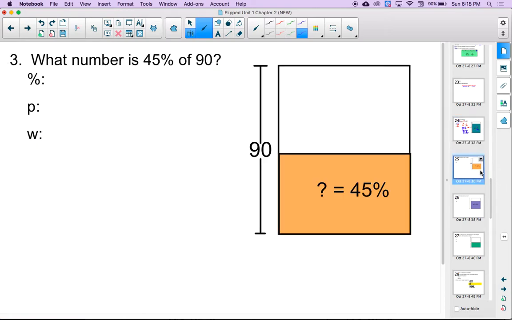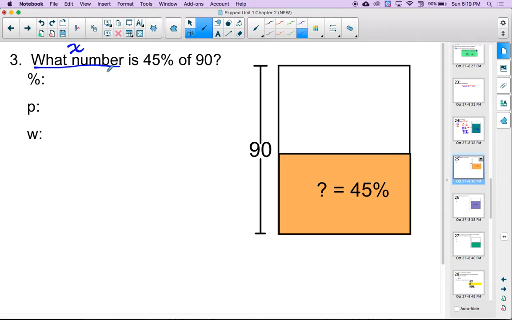Let's look at another one. I'm skipping number 2. You will come back and do number 2 tonight. This is number 3. Number 3 says, what number is 45% of 90? What number? So we're asking for a number this time. When you see what, you know that it's an unknown. You can put an x in its spot. What number, x, is 45% of 90.